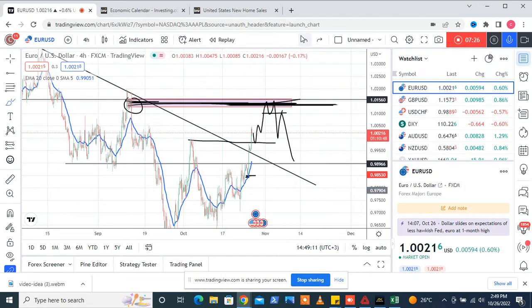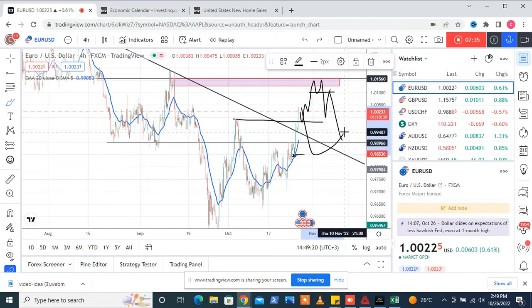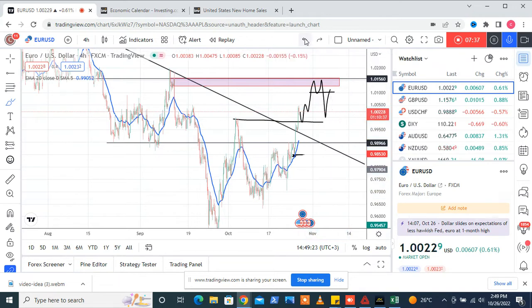So that being said, guys, see you on the next video. I'll update you once the market gets to this level. If it decides from this level to drop down, then that's a different story. But let's wait and see what the market will do.